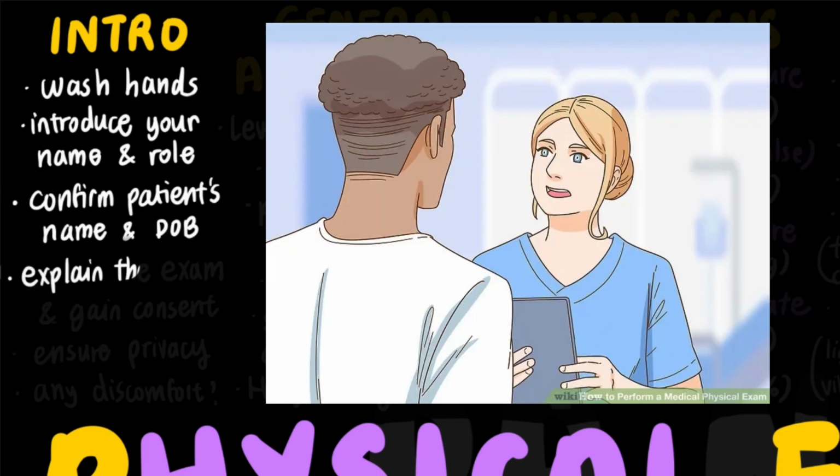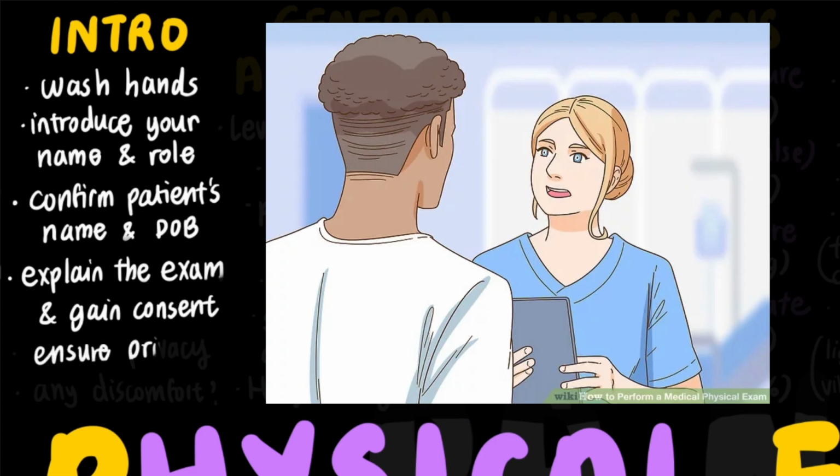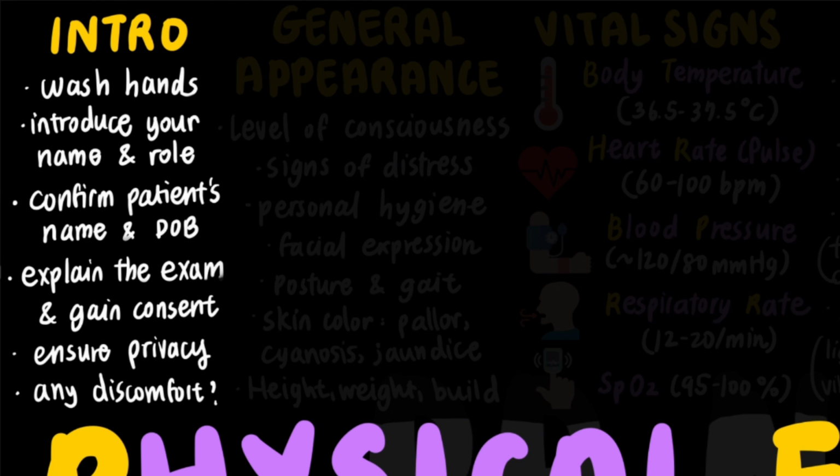Next, explain what the examination will involve, obtain the patient's consent, and make sure their privacy and comfort are maintained. Finally, ask if the patient has any discomfort before proceeding. Now let's go through each system of the physical exam. Let's begin with general appearance.